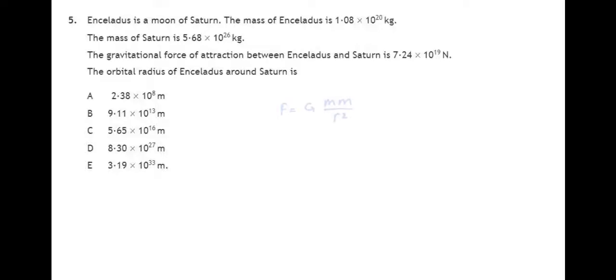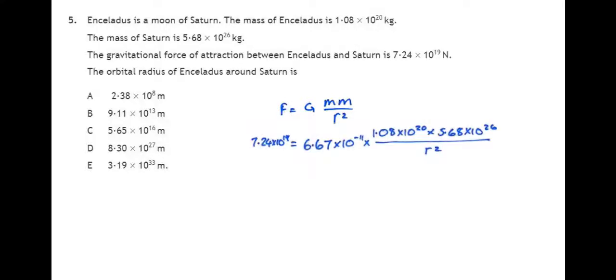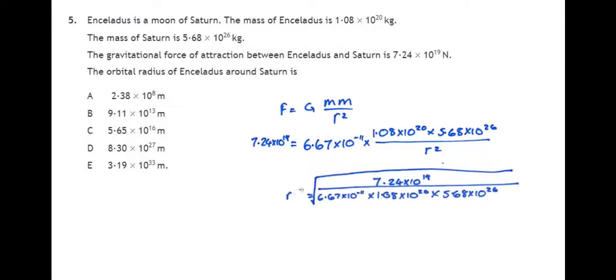So, this is a straightforward stick the numbers in the formula question. We use our inverse square law of gravitation, F equals GMm over r squared. G is the universal gravitational constant, which you can get from your data sheet, 6.67 times 10 to the minus 11, times the two masses together, divided by the square of the radius. So the radius is going to be the square root of the overall force divided by the product of the gravitational constant multiplied by these two masses, which is 2.38 times 10 to the power of 8 meters, which is answer A.